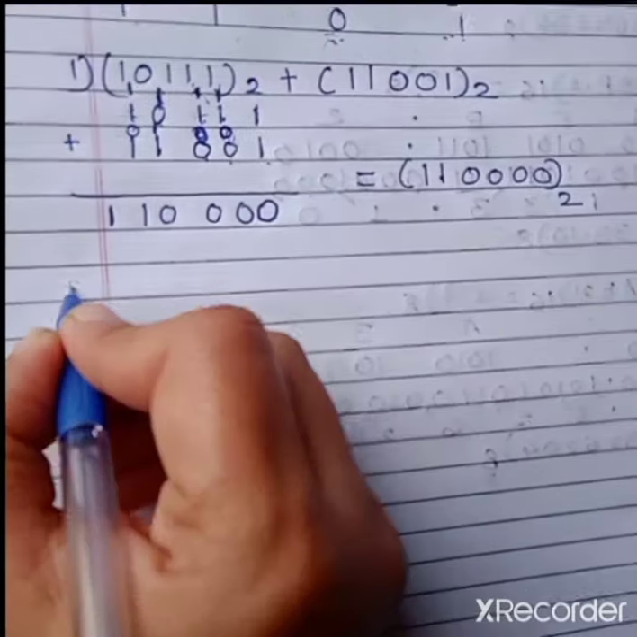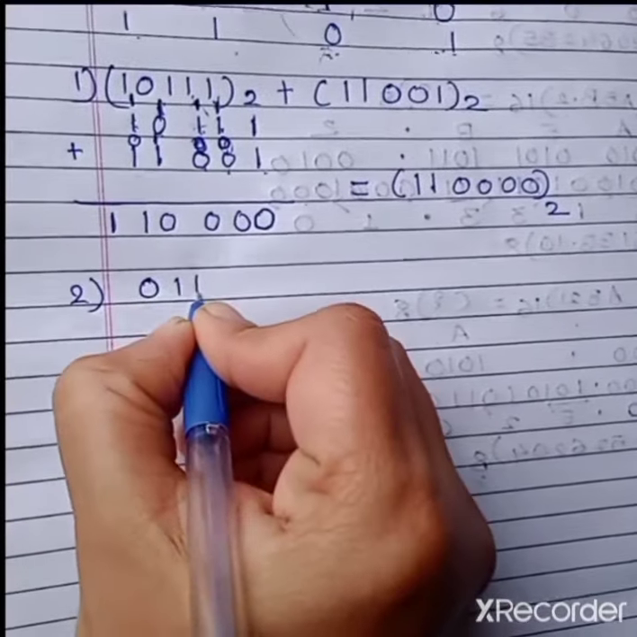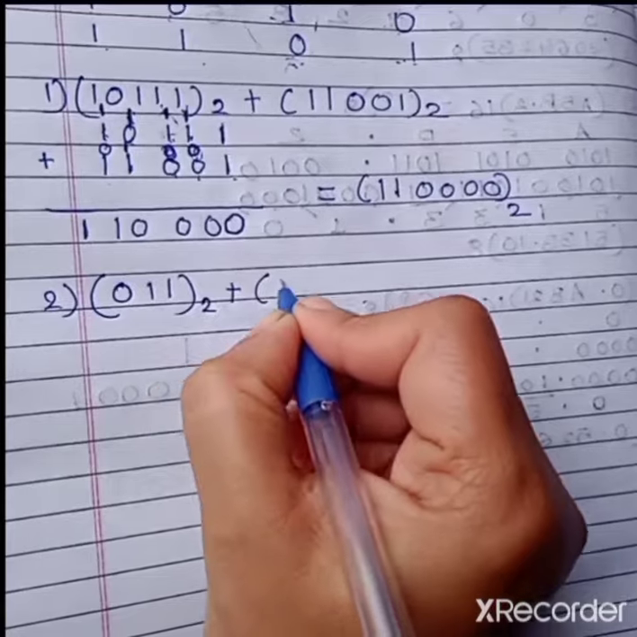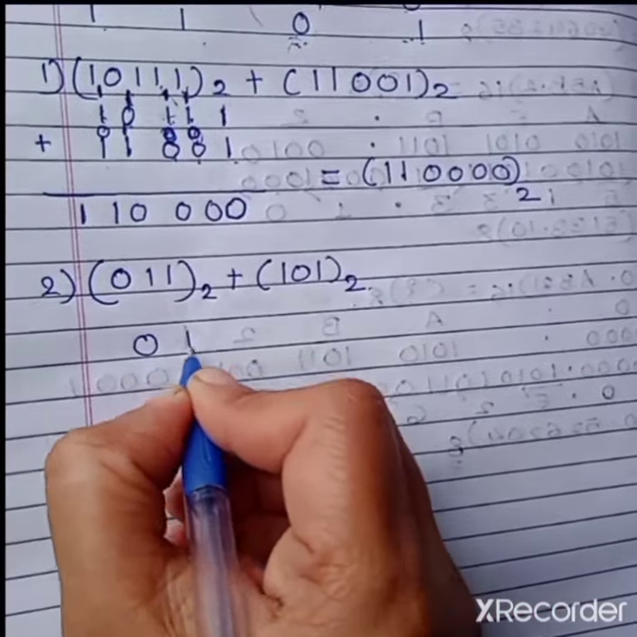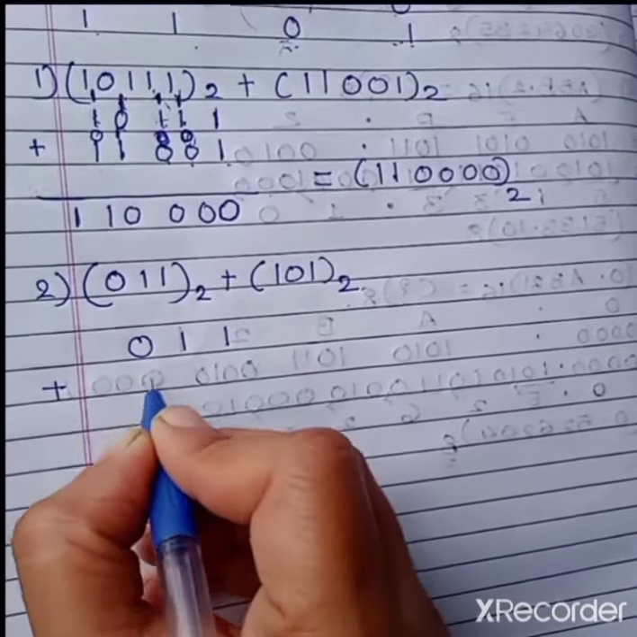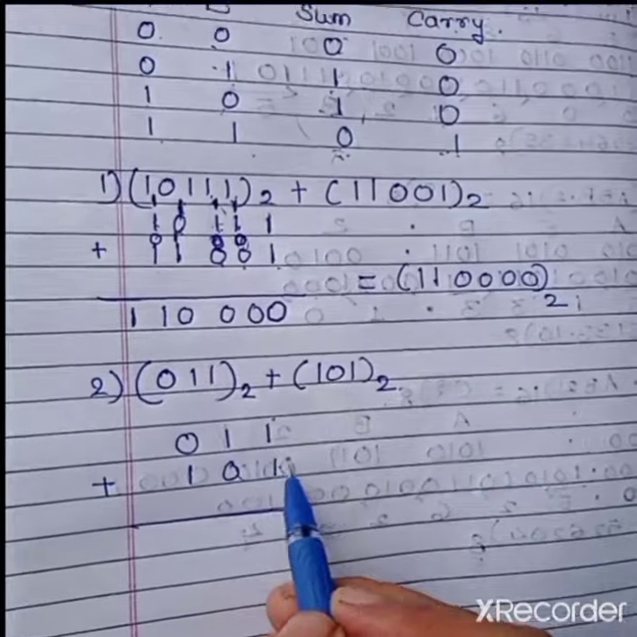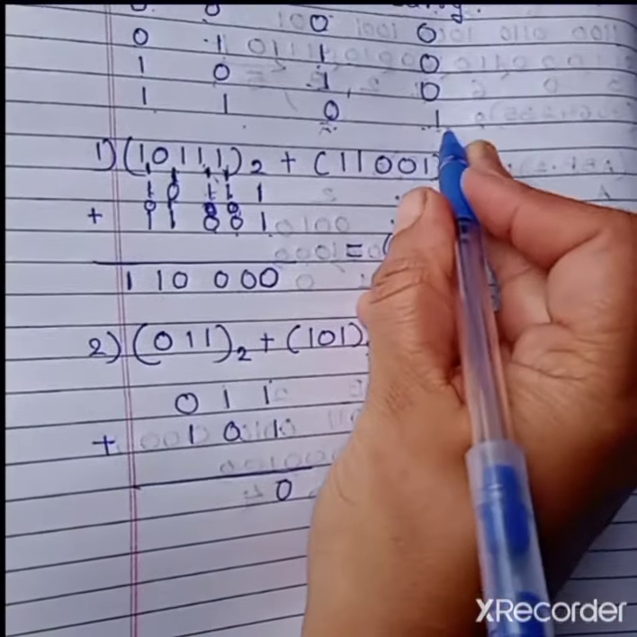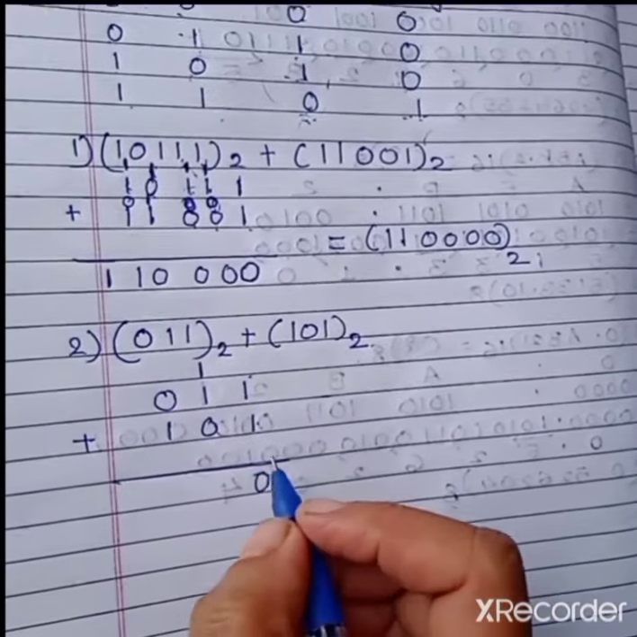Now we'll see another example. 011 to the base 2 plus 101 to the base 2. Now take down 011 plus 101. Now see once again carefully. 1 plus 1 sum is 0 but carry is 1. So that carry you have to write here, right?